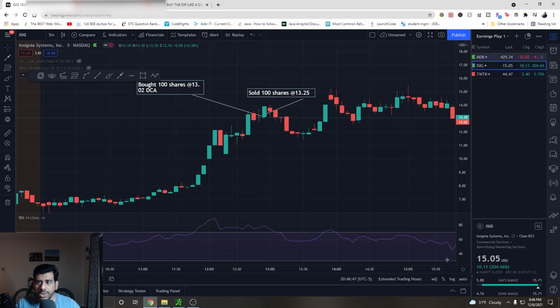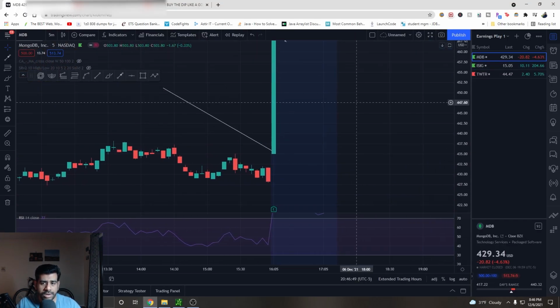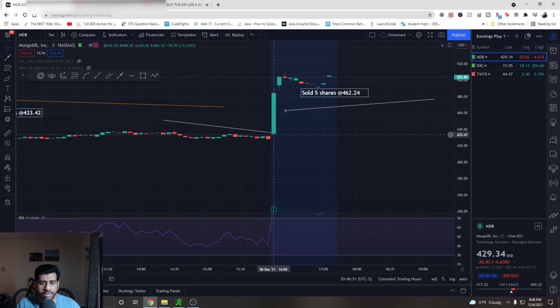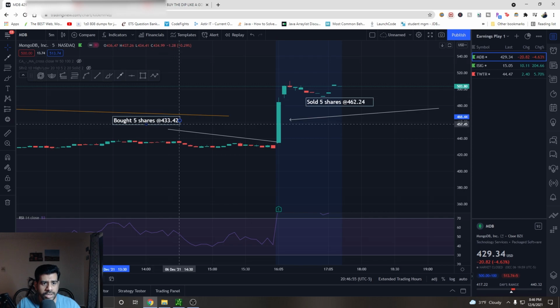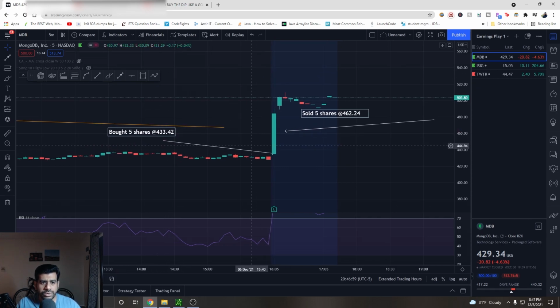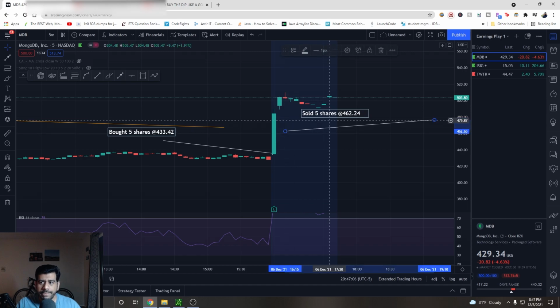And let me show you the trades. So here I took my trade right when the market closed and it started pumping up on earnings. $432.42 was my entry, and I sold it at $462.24.